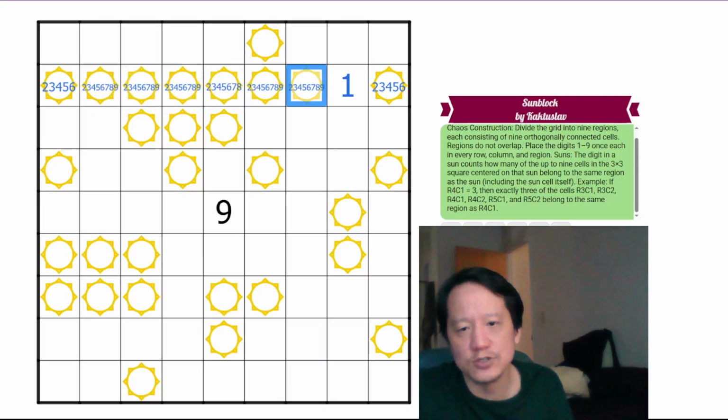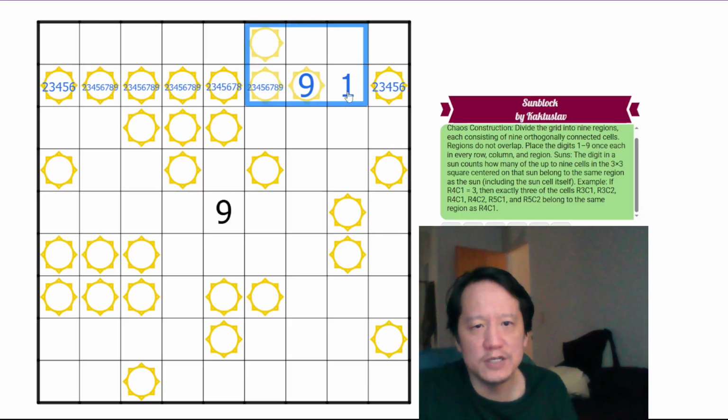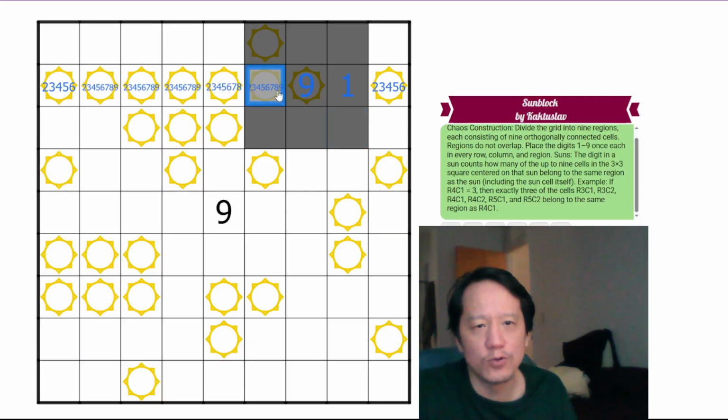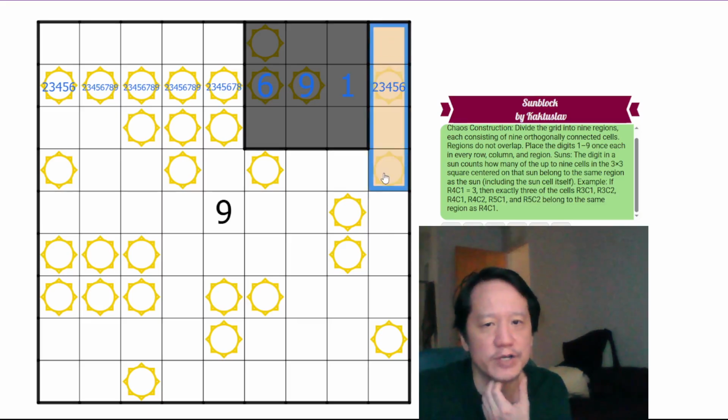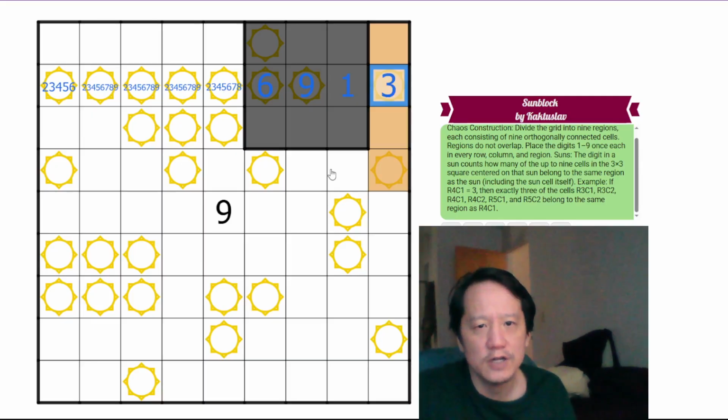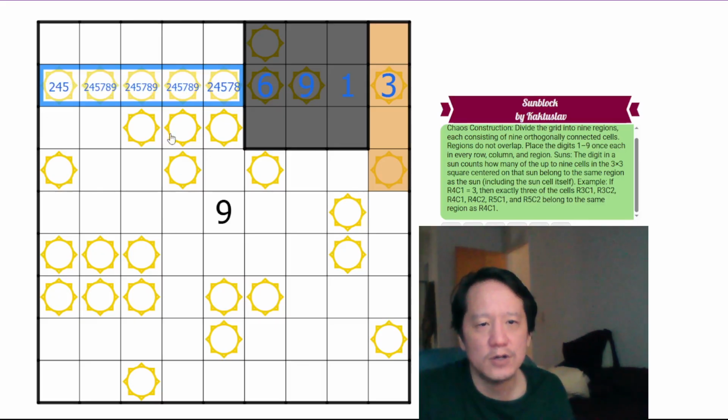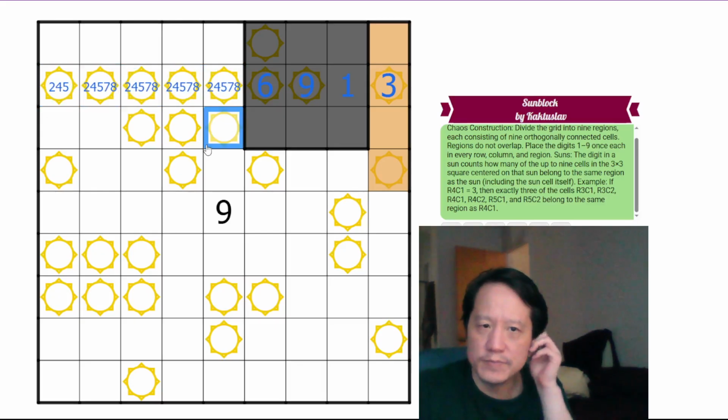9 has to be here. So this is a region here. We'll mark that as dark, and therefore this sees 6 cells in its region. So this is done as a region. We'll mark this as orange. So this must see 3 cells because this has to go out this way to connect orthogonally as a region. So that's 3. This cannot be 3 or 6 remaining here. We can't have 9 here.